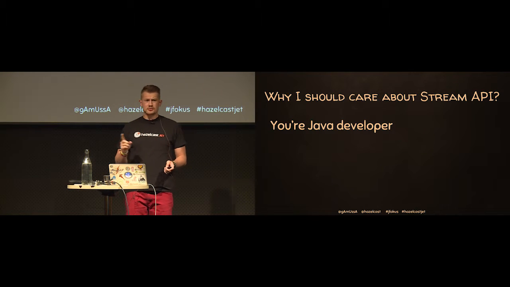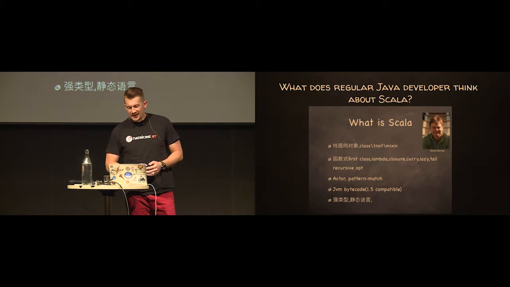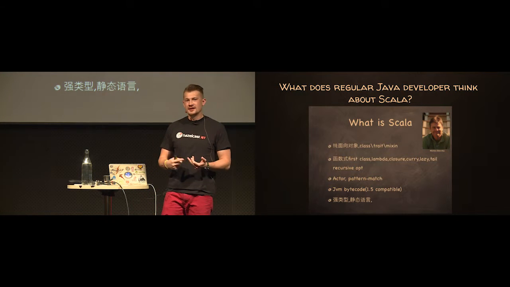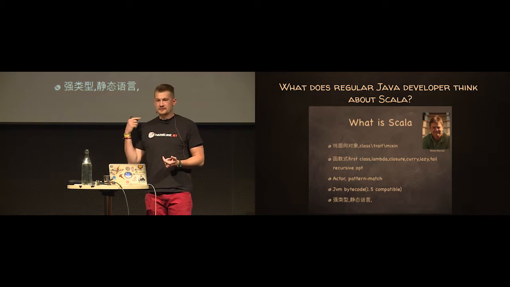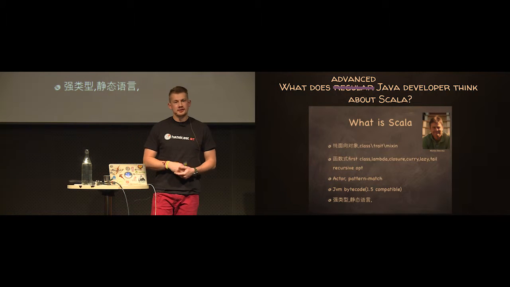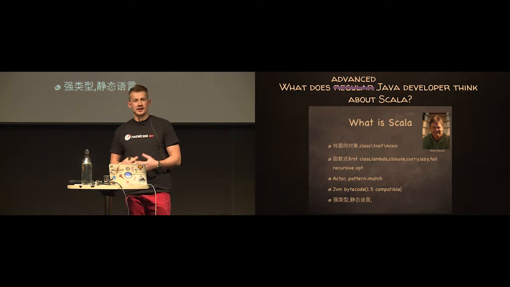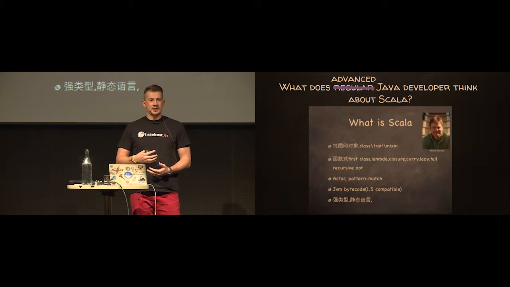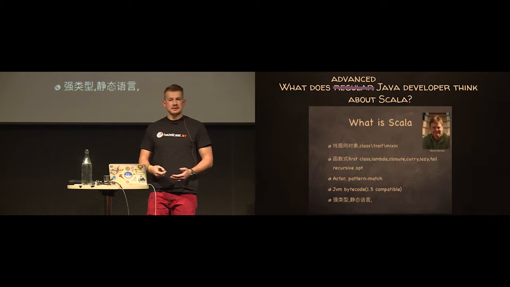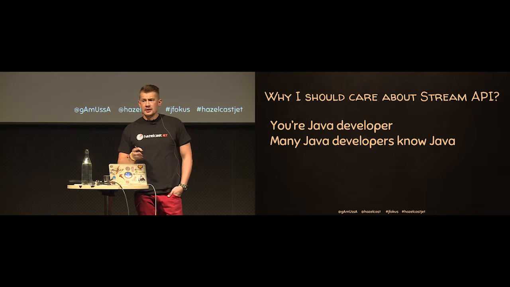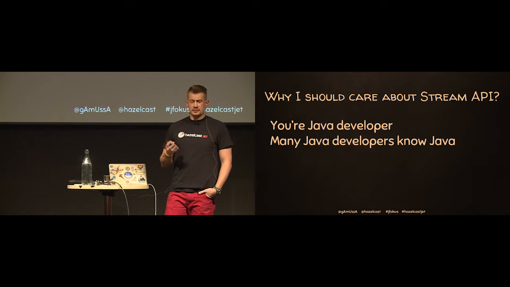How many of you are using Scala? Okay, not many of you, so I'm going to be offended. The next slide. So the way a Java developer thinks about Scala, first of all, it's ASCII art, some Chinese hieroglyphs, and some fancy things for functional programming. It's not the regular, advanced Java developer, right? Usually the advanced Java developers are looking for ways to improve their code, like readability and maintainability, etc. And you will be surprised, but many Java developers really do know Java. So this is why this API is important for them.